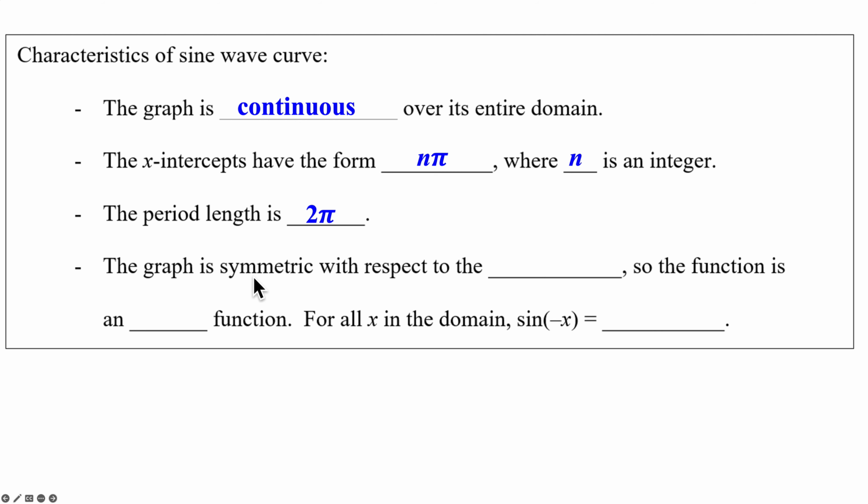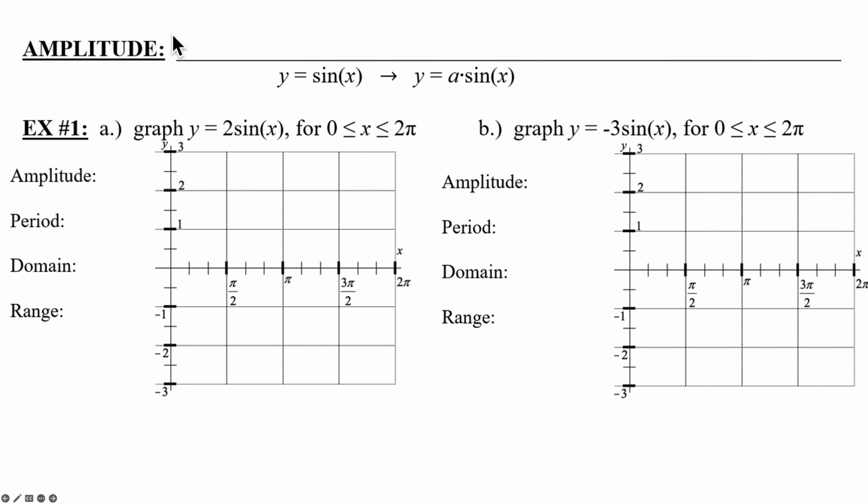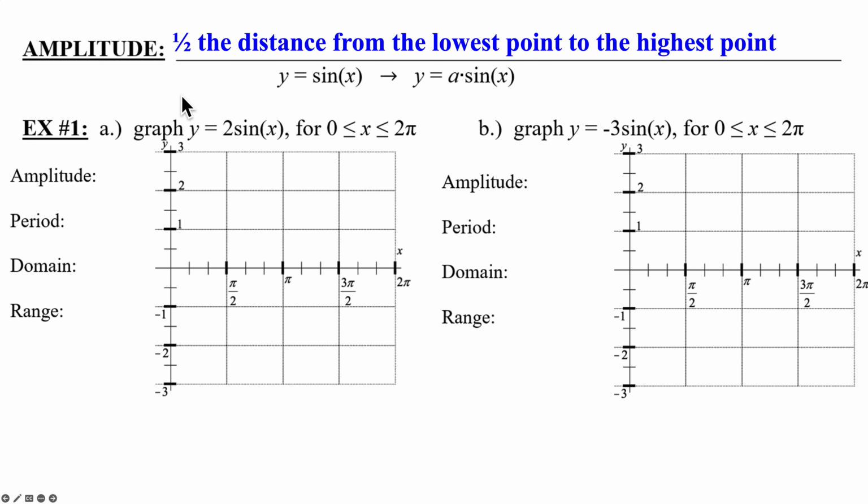The graph is symmetric with respect to the origin, so the function is an odd function. So that, if you remember, for all x in the domain, sine of -x gives you negative sine of x. All right, amplitude. Amplitude is half the distance from the lowest point to the highest point. So, okay, we said that's your range, from -1 up to 1. All right, that's going to be 2. Half of that is 1.